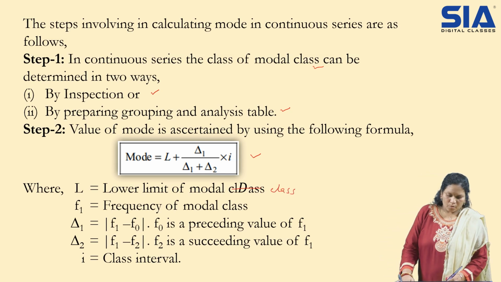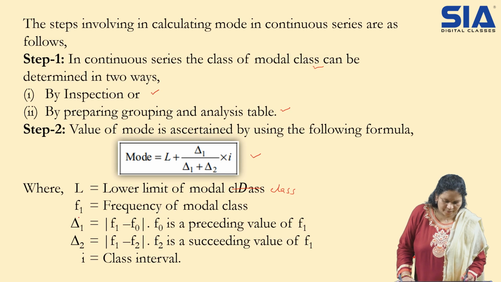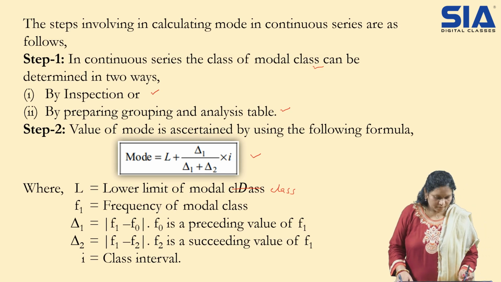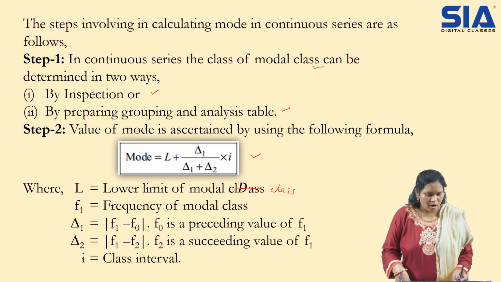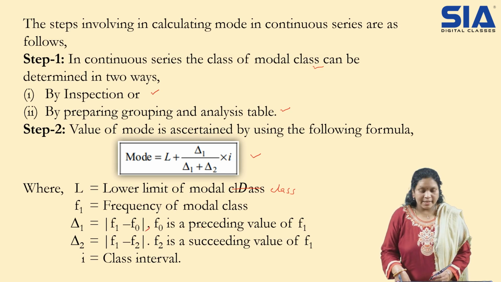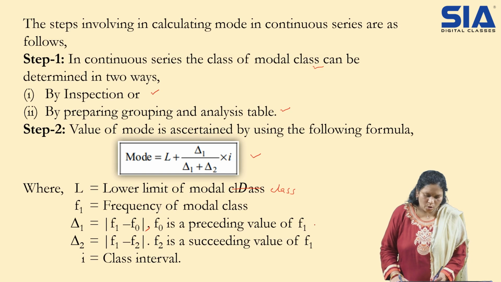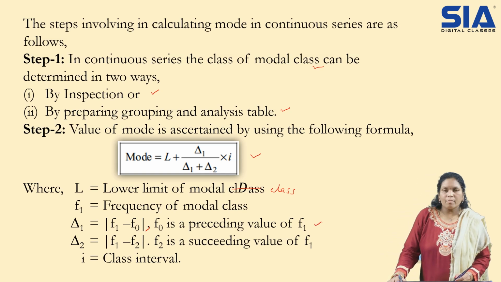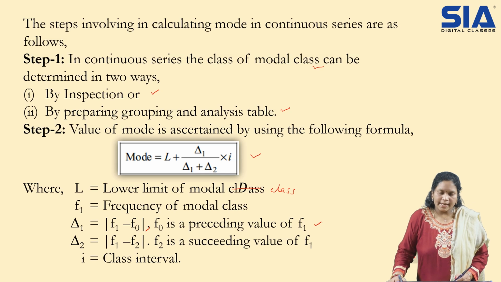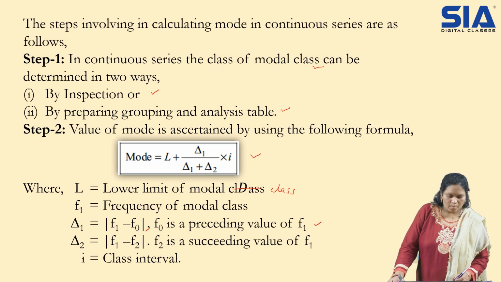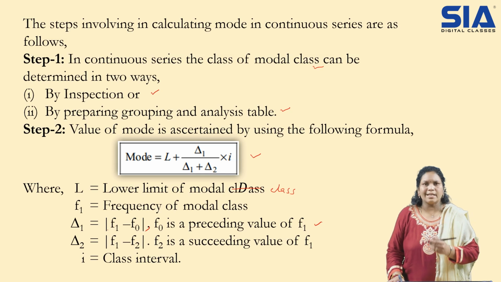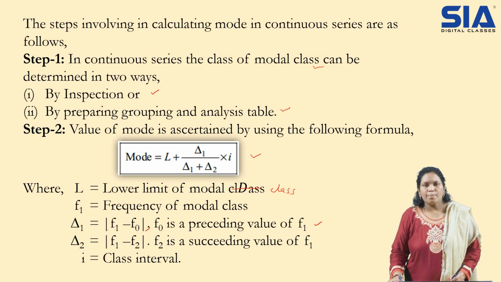So for the modal class we have here, F1 is equal to the frequency of the modal class, and delta 1 is mod F1 minus F0, where F0 is the preceding value of F1. Preceding means the value before. The value before F1 becomes F0. In a problem, I will clearly explain how it goes. Mod means whenever you get negative values, you still have to consider them as positive. You have to make negative values positive.